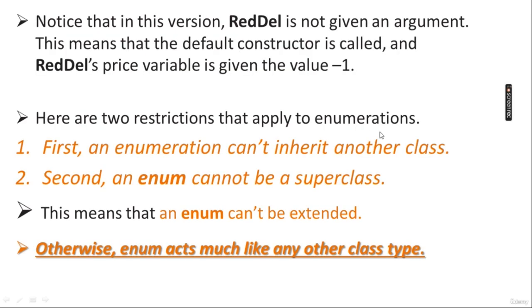Two restrictions apply to enumeration. Enumeration can't inherit another class. Enum cannot be a superclass. Okay, it cannot be a subclass. That is, it cannot inherit another class, a base class, and it cannot be a superclass. This means that enum cannot be extended. Otherwise, enum acts much like any other class type. Okay, only two restrictions are there. It cannot be a subclass of any other class, and it cannot be a superclass of any other class.